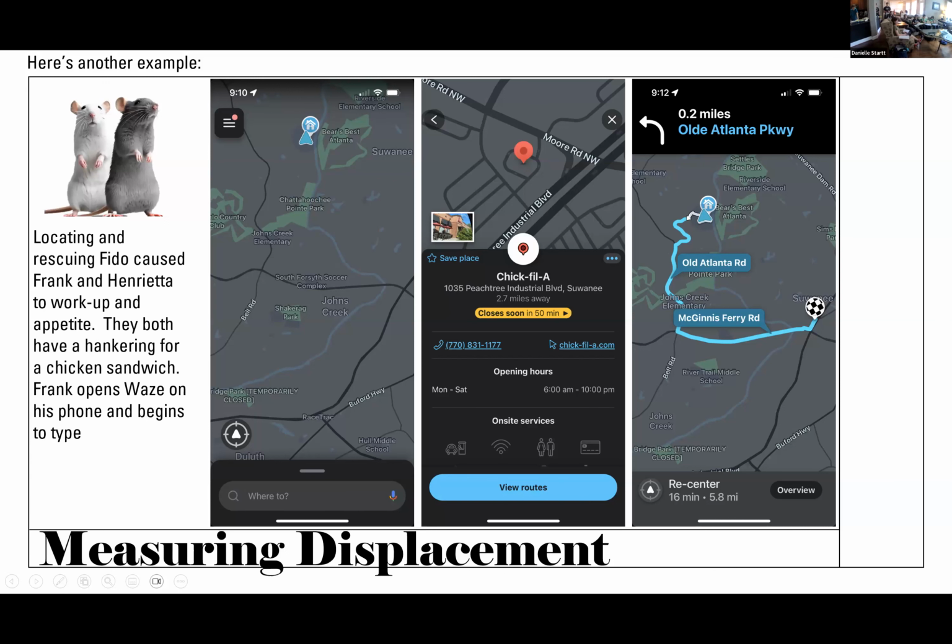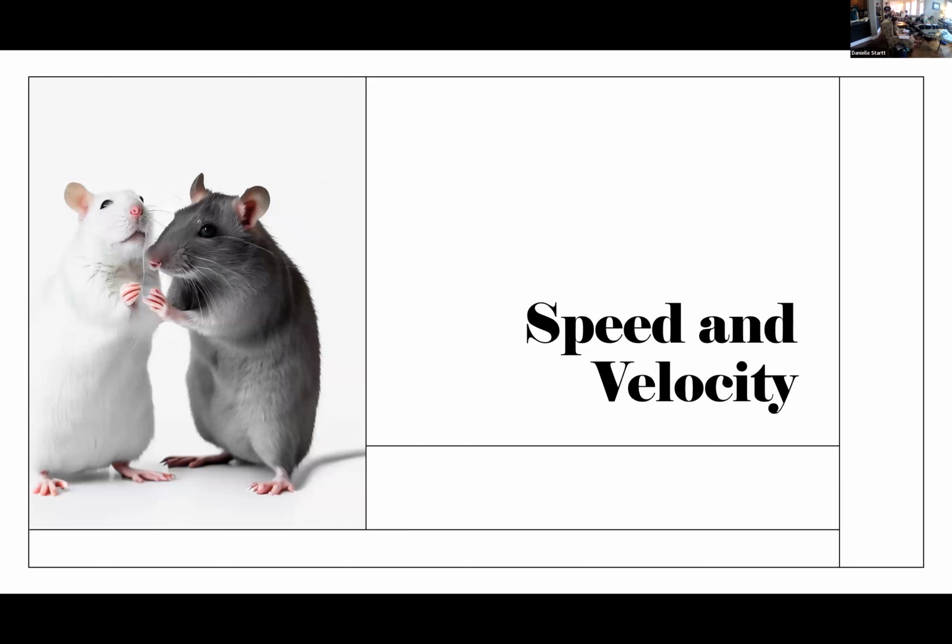So locating and rescuing Fido caused Frank and Henrietta to work up an appetite. So they both have a hankering for a chicken sandwich. So Frank opens his phone, goes through that whole thing. A hankering. I mean, you're jonesing. You want it. So speed and velocity.